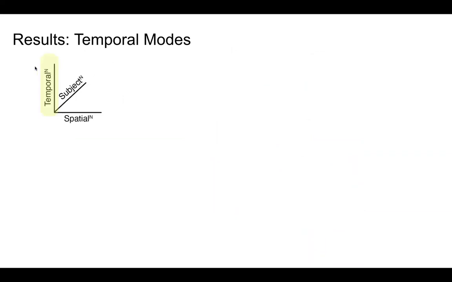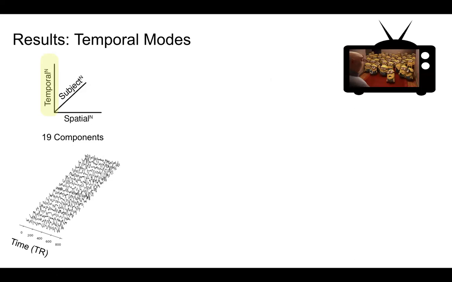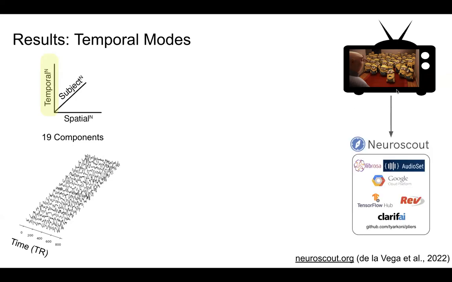Now we can take a look at the temporal mode here. Okay, so now this is an example from the same movie, 19 components. Here's time, this is in TRs. These are all of the components. And with resting state, this isn't so interpretable, right? We've synchronized all the subjects, but you don't really know what people are thinking about during resting state. So this is where the movies come in. So we know people were watching Despicable Me, at least we hope they were watching Despicable Me, and we can actually do some interesting things there. We can go to neuroscout.org, which is a great resource for naturalistic fMRI data and analyses.